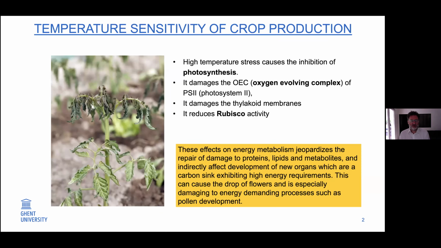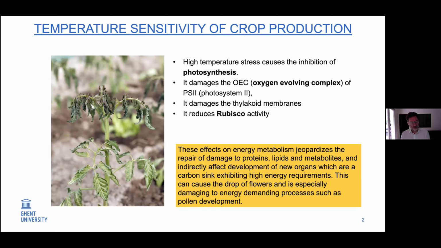Many of you will be aware that plants suffer from heat stress, and this picture of a tomato plant shows you that this can cause severe damage. In particular with climate change, we expect that there will be much more of these problems occurring in future agriculture.